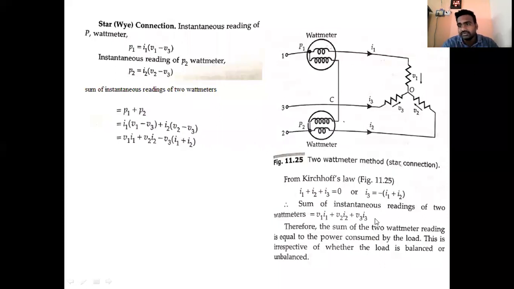So what do we conclude from this? With the help of 2 wattmeters, the sum of the 2 wattmeter readings is equal to the power consumed by the load. That means the power consumed by the load is equal to the sum of power measured with the 2 wattmeters. The load may be star connected or delta connected, balanced or unbalanced. Whatever it may be, the sum of power measured by the wattmeter elements should be equal to the power consumed by the load.